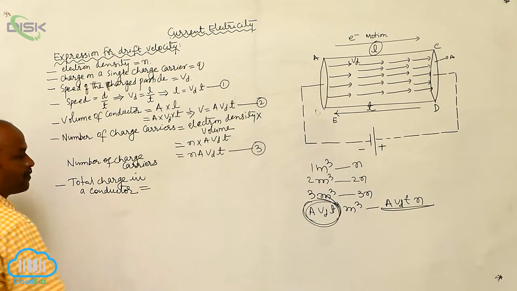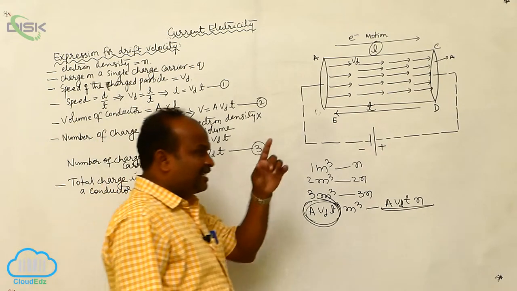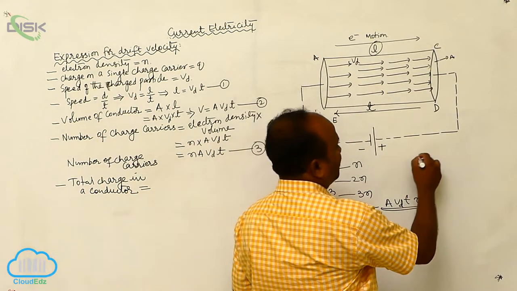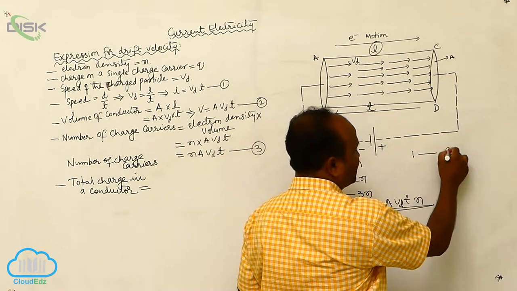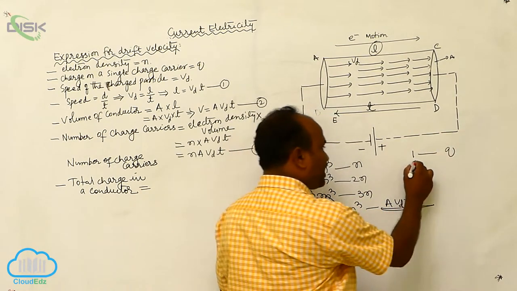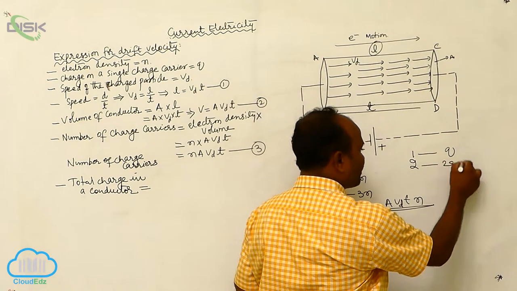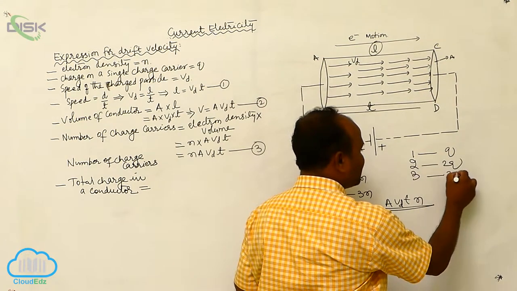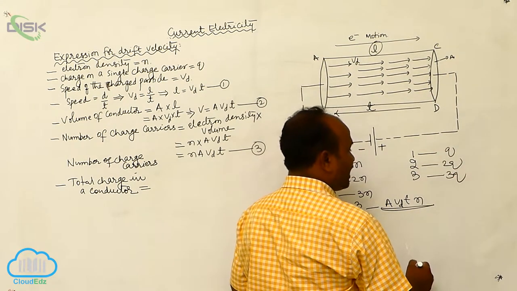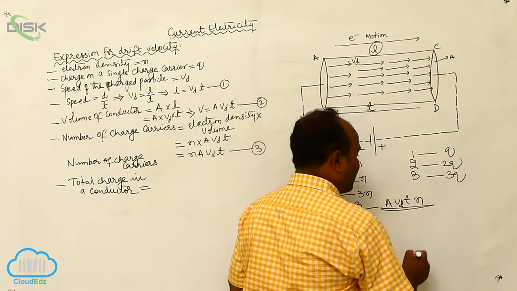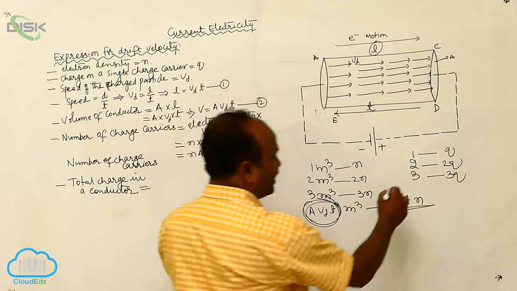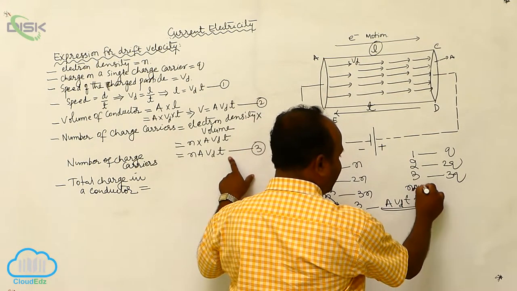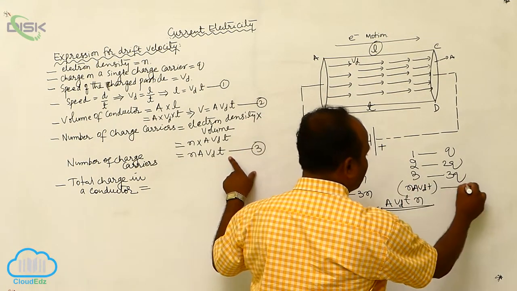Right, total charge. Single charge: for one charged particle, what is the charge? Q. For two charges, 2q. For three charges, 3q. For N A Vd T charges, what is the total charge?